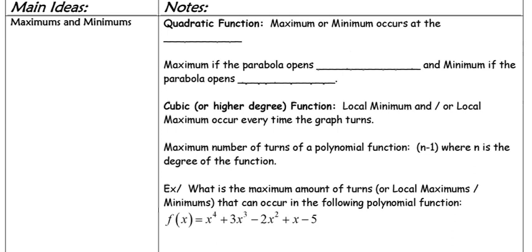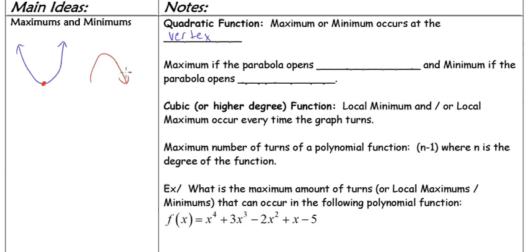Finding maximums and minimums. On a quadratic function, a parabola, the maximum and minimum occurs at, hopefully you're figuring this out, the vertex. If I had a parabola opening upward, it continues going on up forever, so it's either no maximum or positive infinity, depending on how you want to view that one. But its minimum occurs right there at the vertex.